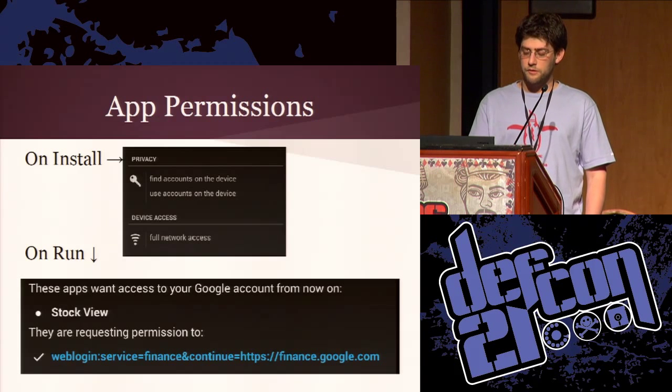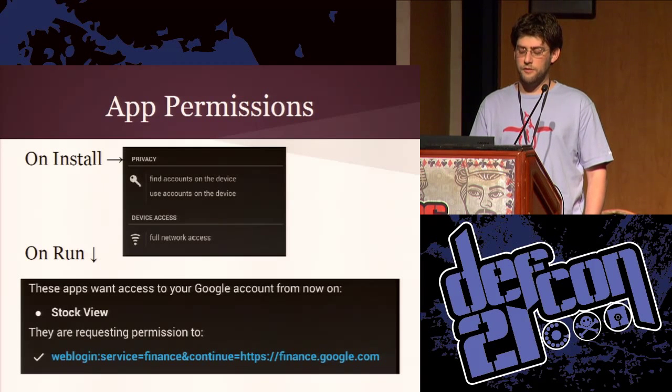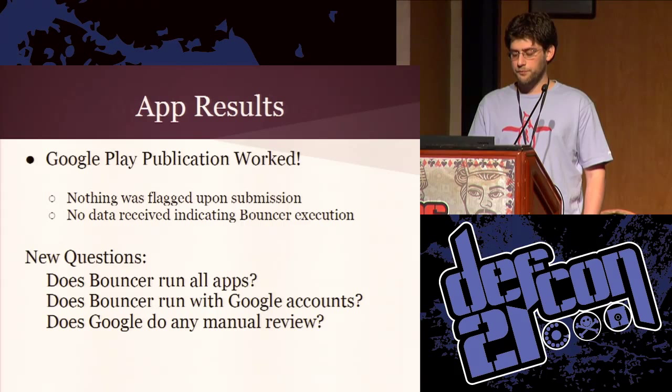So here's what you see when you're installing the application. It's requiring permission to find accounts on the device, to enumerate accounts and use accounts on the device so that you can use the getAuthToken method from Account Manager. And of course, full network access for being able to egress off the device. And once again, you see the permission prompt that you get the first time you run it. If you allow access, you will never see that message again.